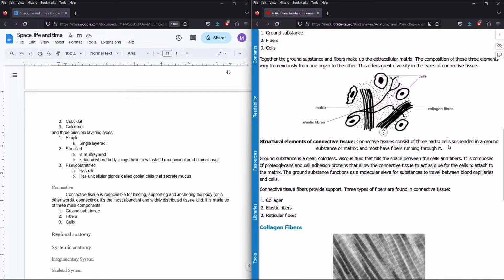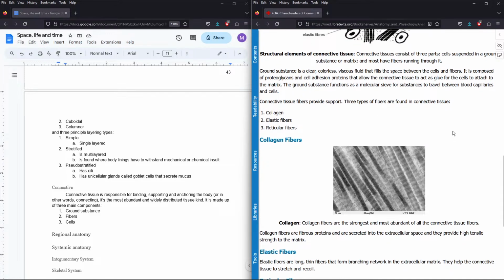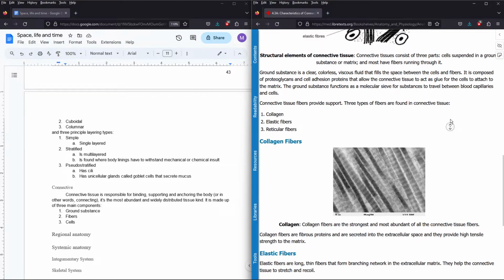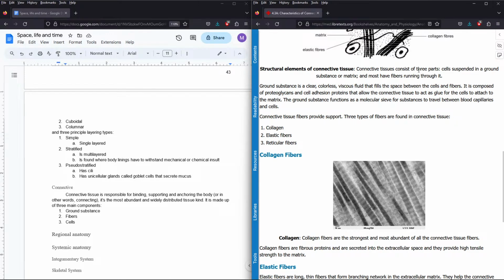Yeah, we already called it the extracellular matrix, and structural elements of connective tissue. Connective tissue consists of 3 parts: cells suspended in a ground substance or matrix, and most have fibers running through it. Those are the 3. My brain just got a screenshot.